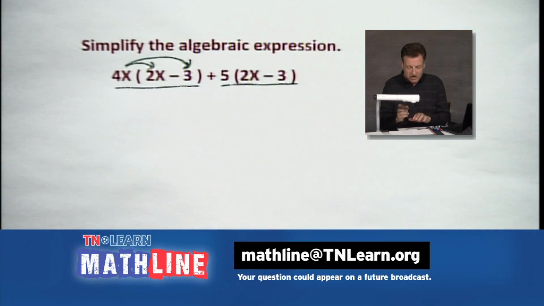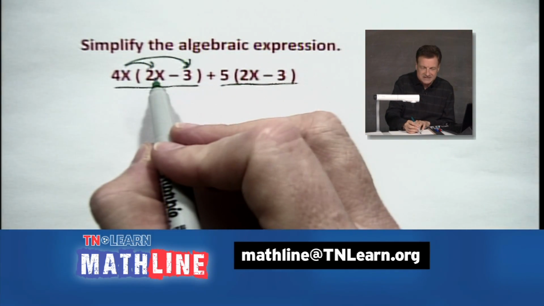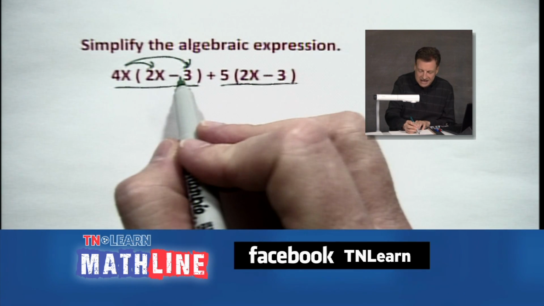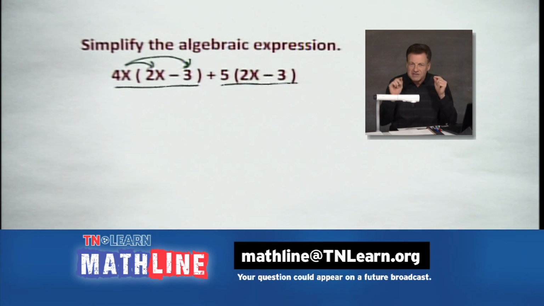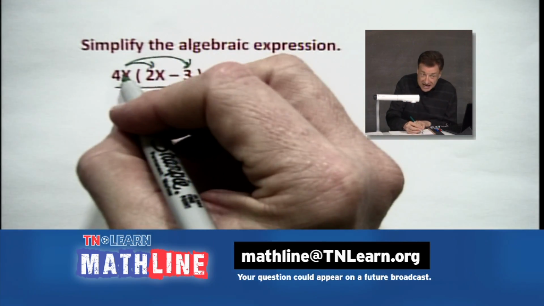Now, what does that tell me? Notice I drew arrows. It says take 4x times 2x. Then come back and say 4x times that minus 3 or that negative 3. In other words, what we've got to do is hit everything inside that parenthesis. Everything's got to be hit. So let's hit it, all right?